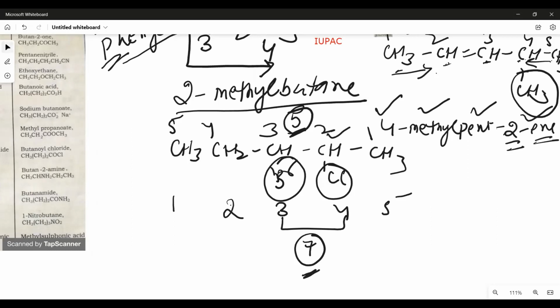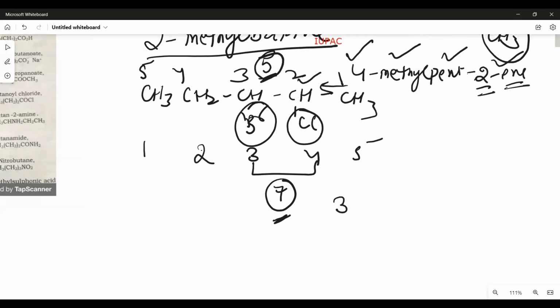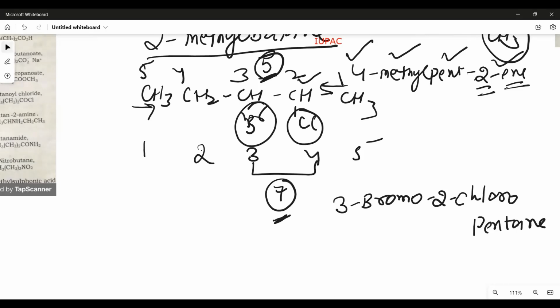So the numbering will start from this side, and the nomenclature will become, पहले ब्रोमो आएगा alphabetical order में, तो it will be 3-bromo-2-chloro. ऐसे लिखेंगे 3-bromo-2-chloro, then 5 carbon atom chain. There is no functional group present, so the suffix will become ane, so it will be pentane. So 3-bromo-2-chloropentane is the nomenclature of this particular compound.